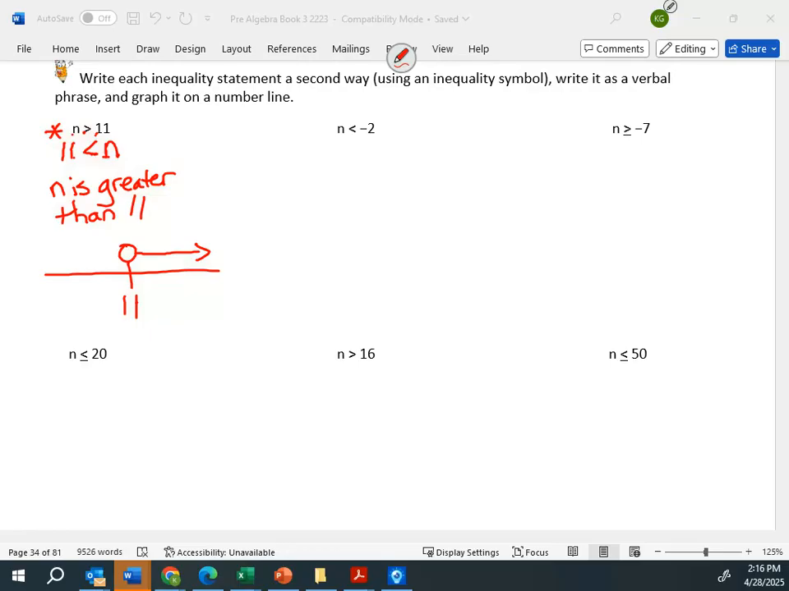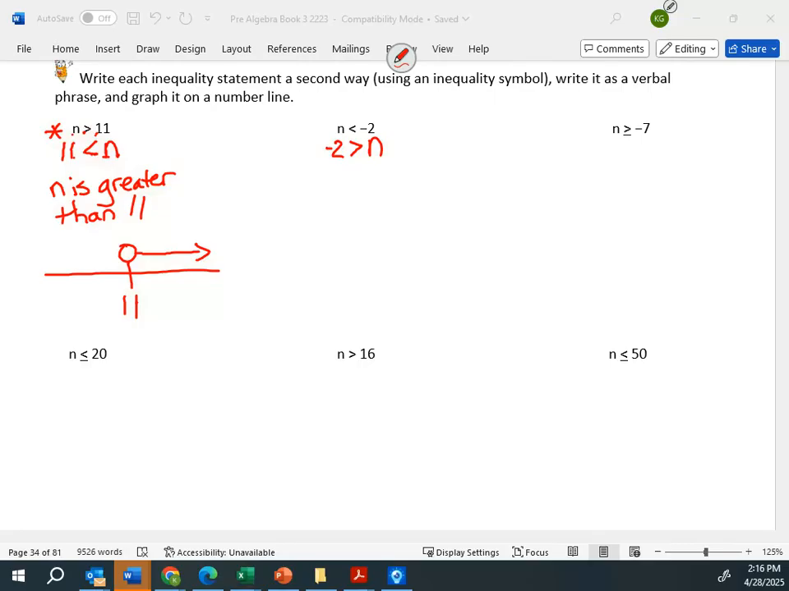So if I look at my second one, I'm going to write it a second way, so that means I'm going to flip everything over. I'm going to put that -2 on the left, which means I have to flip my inequality from less than to greater than, and then my n goes on the right.